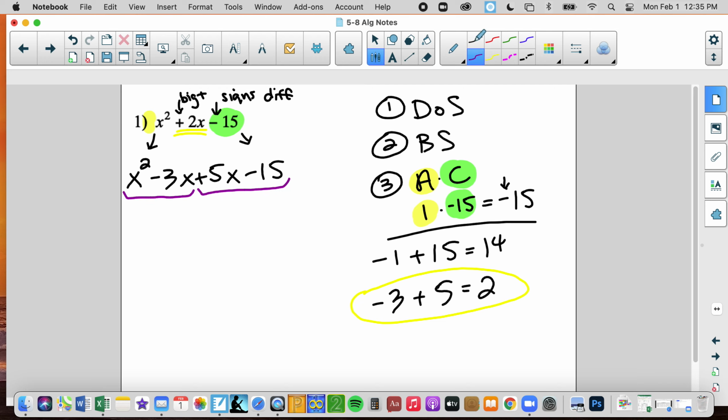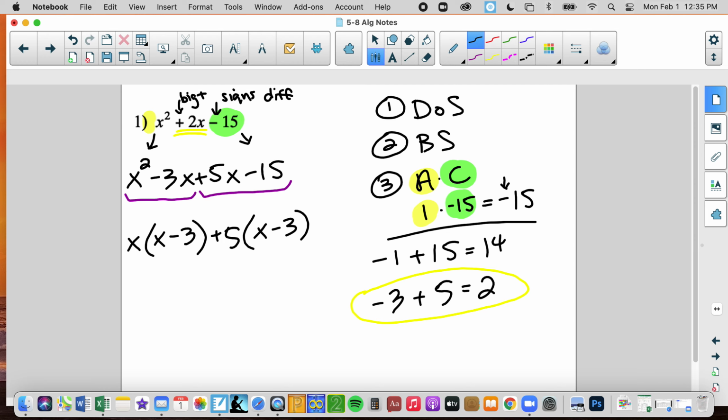We group the first two, we group the second two. So if I look at the first two, what number or variable goes into both of those? Both of them have an x. So if I factor out an x, I'm left with x minus 3. I look at my second pairing. A 5 can be divided into both of those. And that leaves me with x minus 3. I know I did it right because these two parentheses are the same. So I'm going to factor out the x minus 3, and that leaves me with x plus 5.